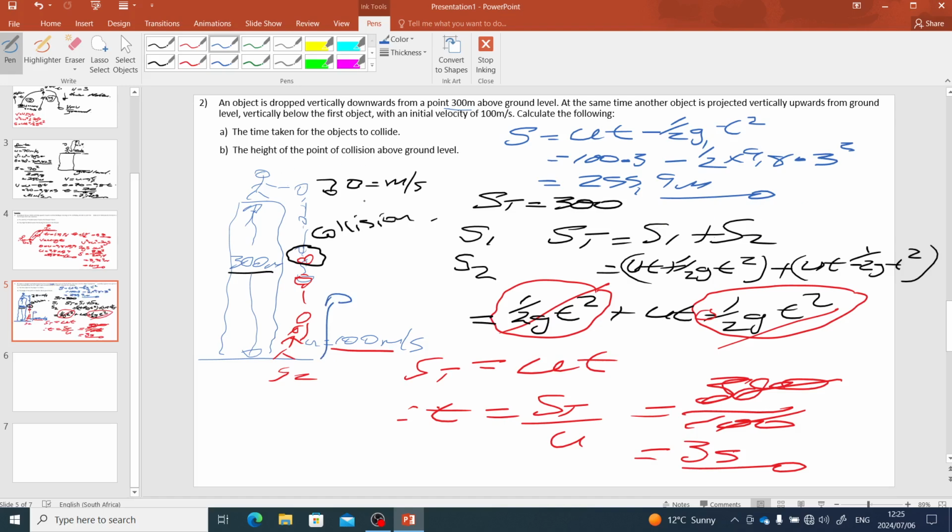Then from the top going down, it will be 44 point something, because when you subtract 255.9 from 300, you get 44.1. It means if they said we should calculate it from the top, then the height would be 44.1. But since they said from the ground level, this is the route we need to take in calculating that. This is how you tackle these questions, good people.